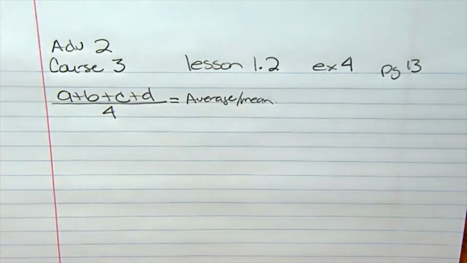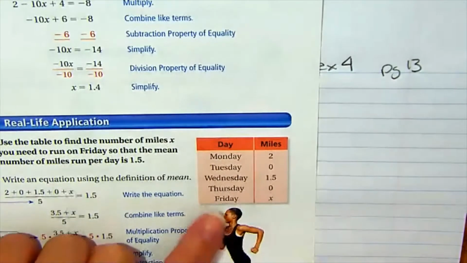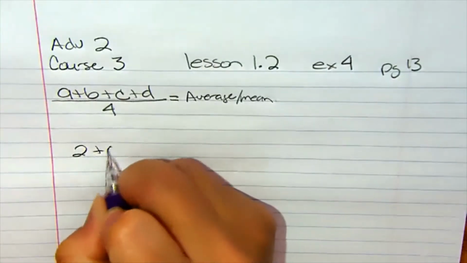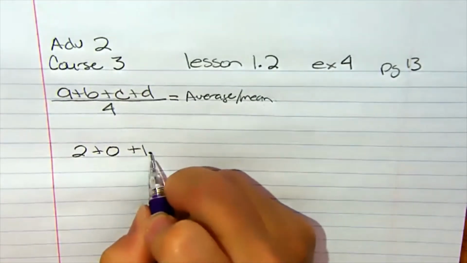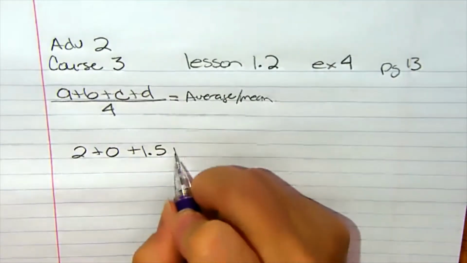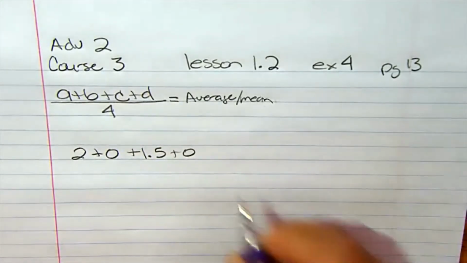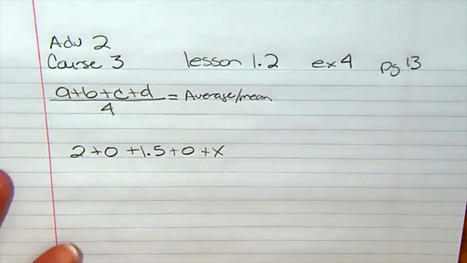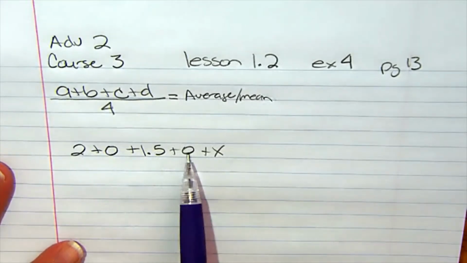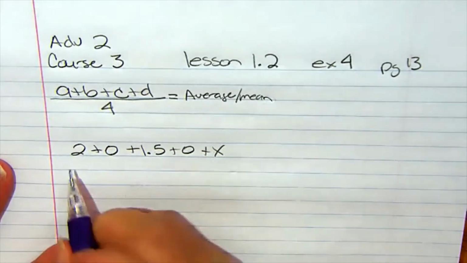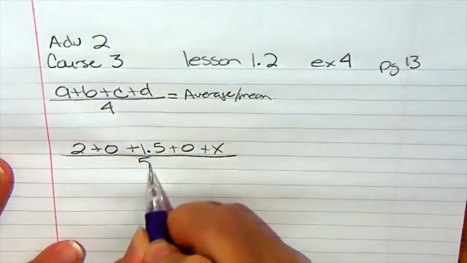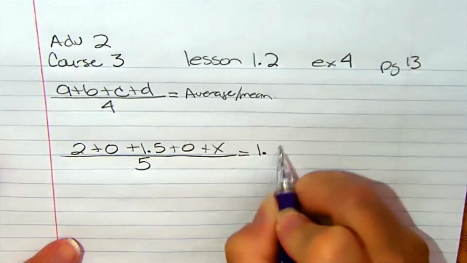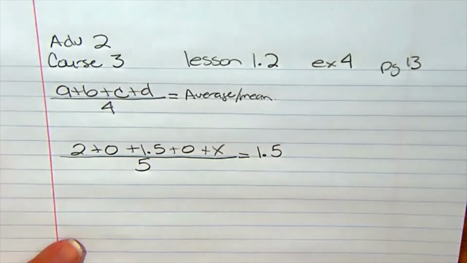So this table is telling us we've run 2 miles plus 0 miles plus 1.5 on Wednesday plus 0 on Thursday plus X on Friday. We have 1, 2, 3, 4, 5 numbers. So I want to divide by 5. And we want our average to be 1.5 miles per day.